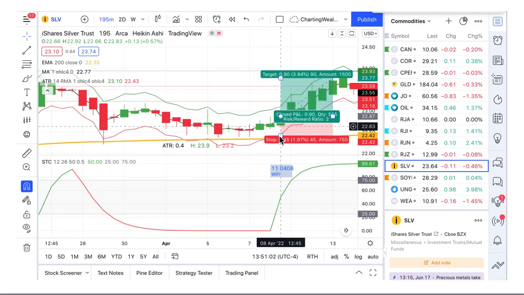That means we're risking 1.97% loss to gain 3.94%. Now, again, we do that over and over and over again. Not the same percentage, but the same 2-to-1 ratio.